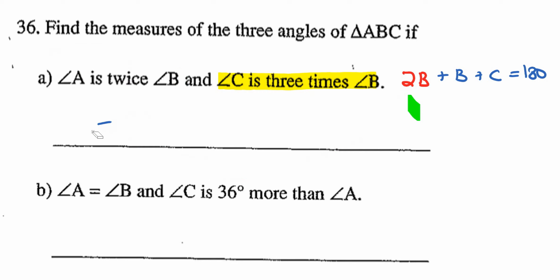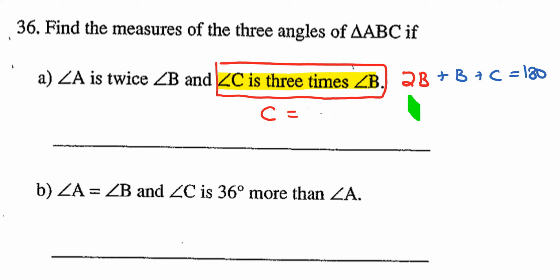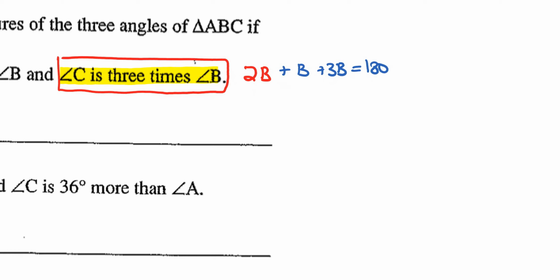Okay. And then let's take a look at this line right here. C is 3 times B. So angle C is going to be 3 times B. So instead of writing C over here, I can write C as 3B now. So let me erase that and write this as 3B. And now over here on the right-hand side, I just have a general equation, right? So 2 bananas plus 1 banana is 3 bananas, and 3 bananas plus 3 bananas is going to be 6 bananas. So 6 bananas equals 180, and then I can divide both sides by 6.